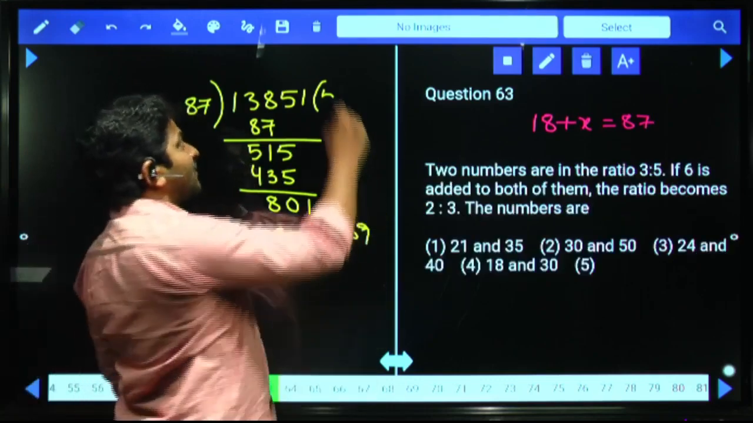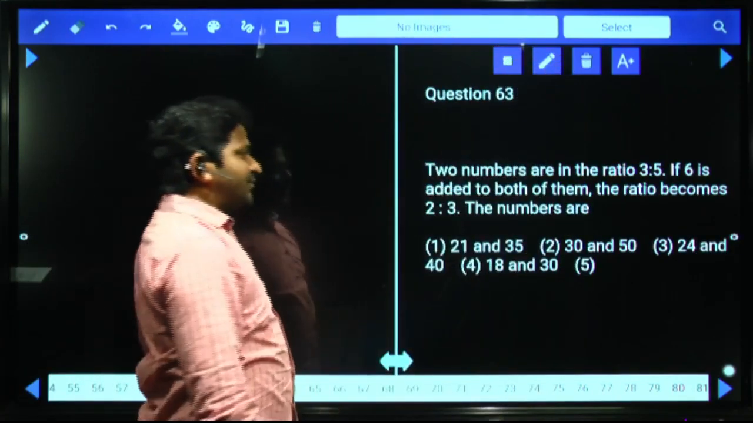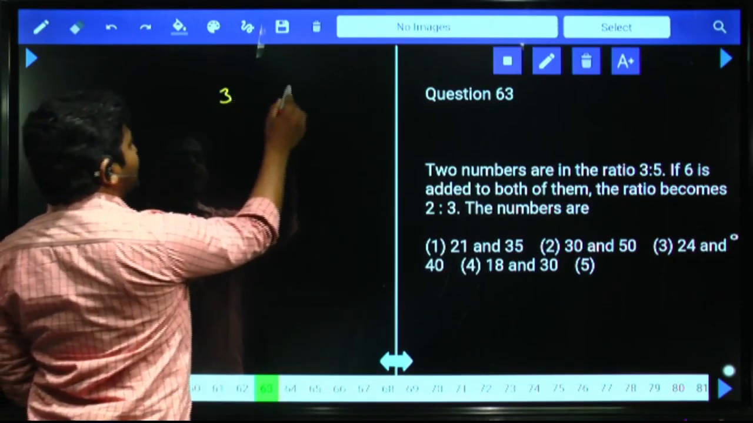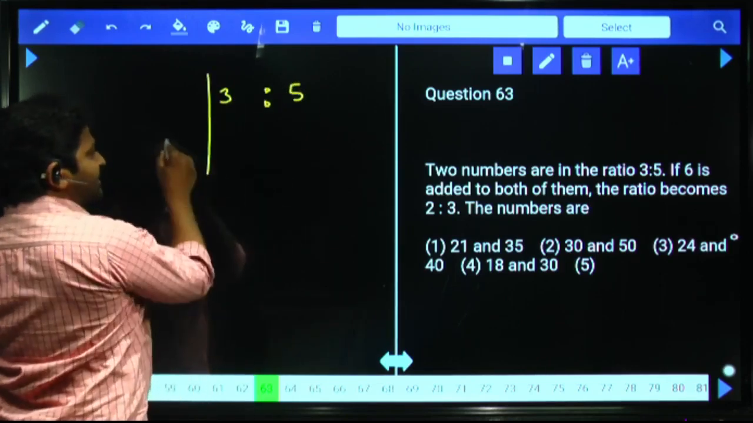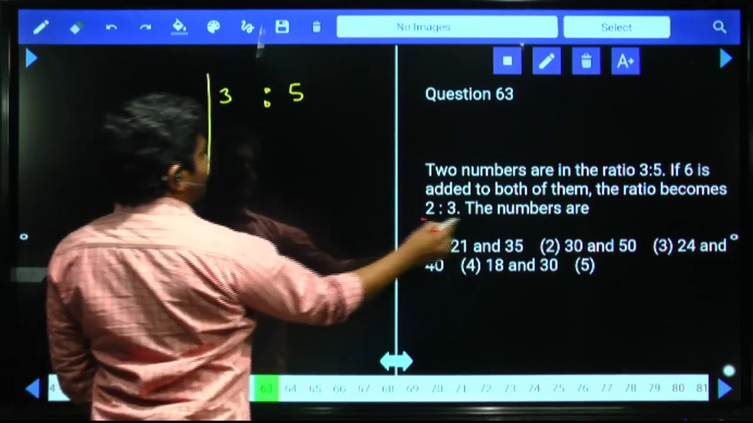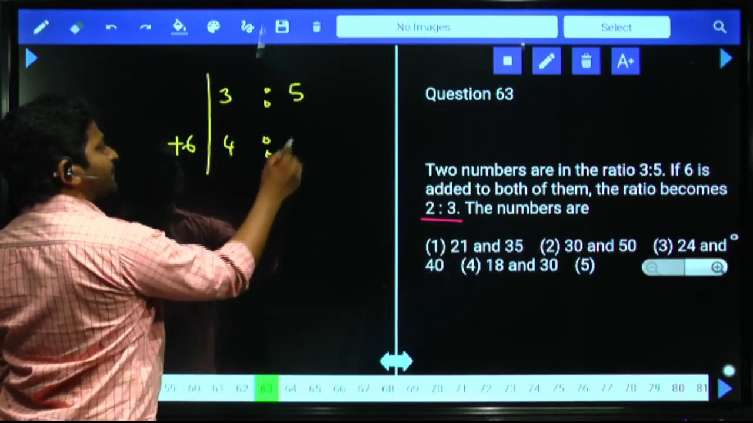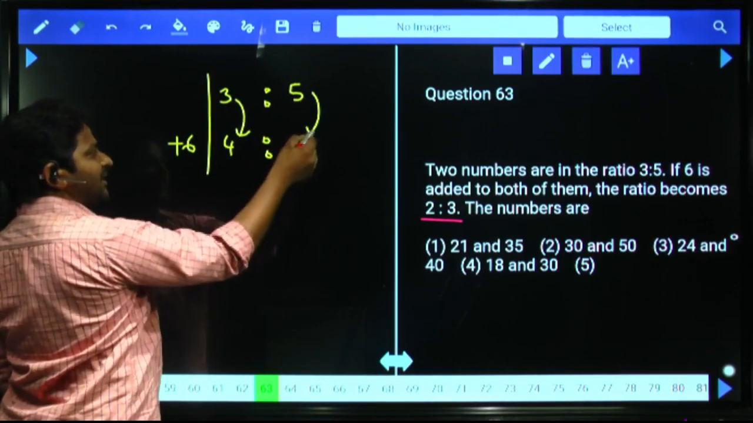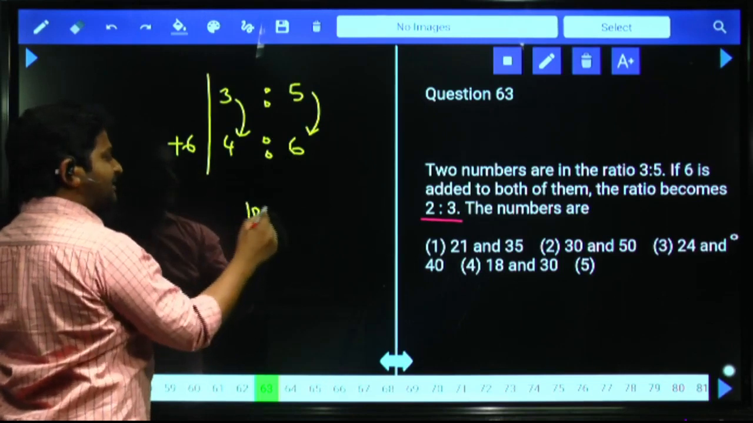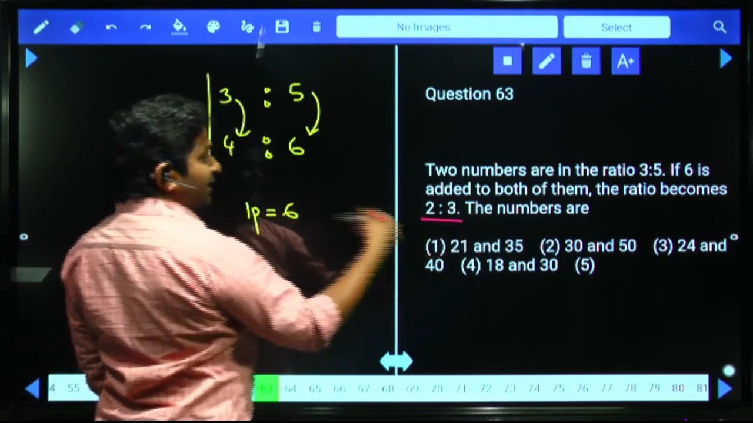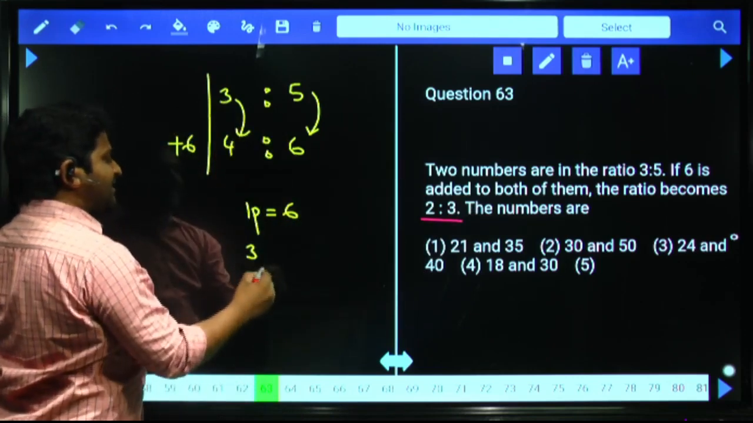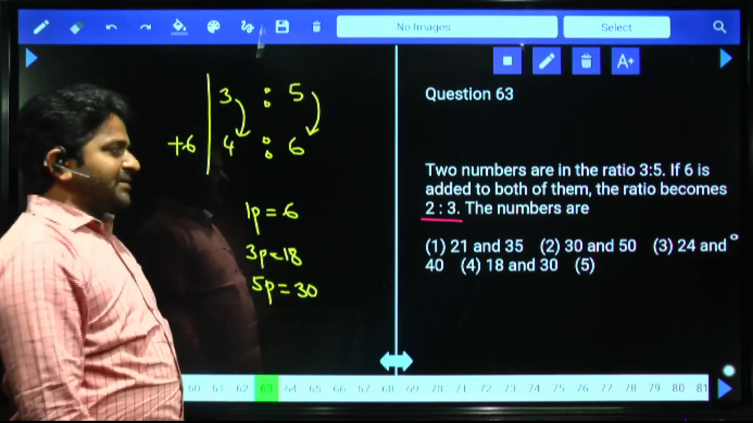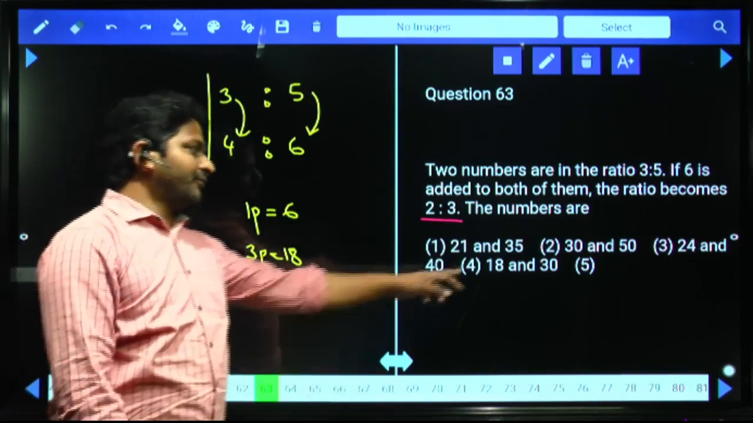Next, 63. Two numbers are in the ratio 3:5. If 6 is added to both the numbers, the ratio becomes 2:3. The two numbers are? Initial values are 3 and 5. Once you add 6 to both numbers, it becomes 2:3. So we can write 2:3 as 4:6 also. So 3 parts became 4 parts, 1 part increased because of 6. 5 parts became 6 parts, 1 part increased because of 6. So 1 part is equal to 6. Initial numbers are 3 parts and 5 parts. 3 parts is 18 and 5 parts is equal to 30. So 18, 30, fourth option is the answer.